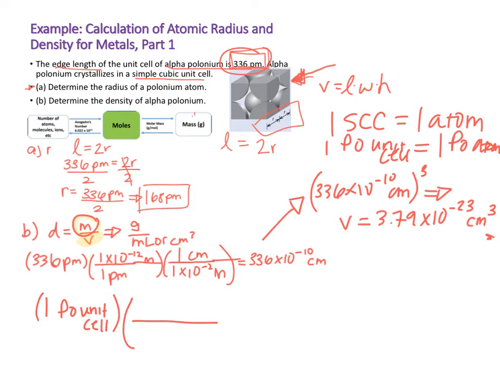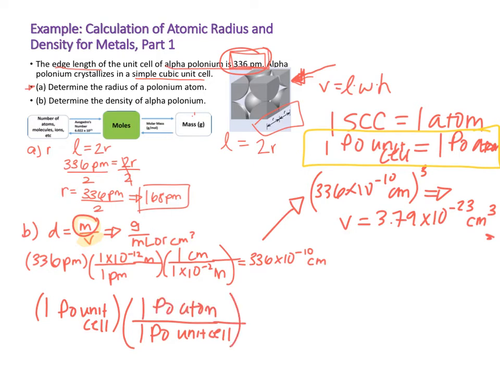Next, we are going to convert to atoms of polonium. So in 1 polonium unit cell, and this is using our conversion factor that we just determined from information that we know about simple cubic unit cells, we have 1 polonium atom.